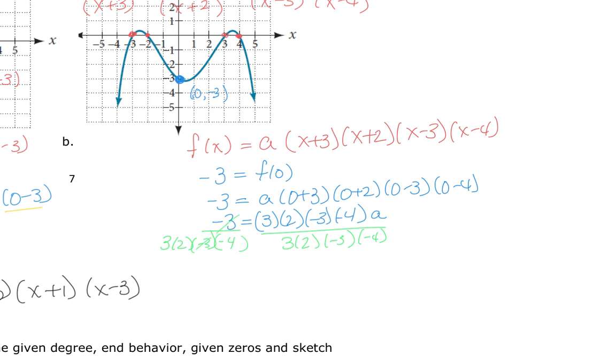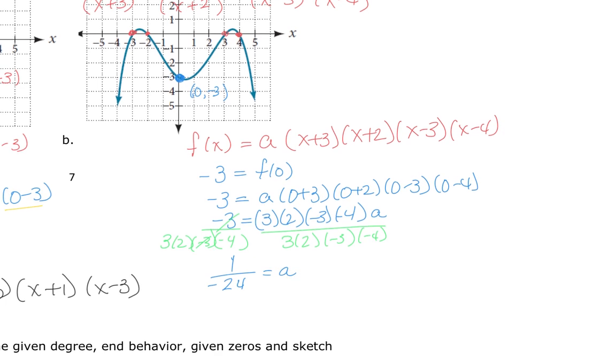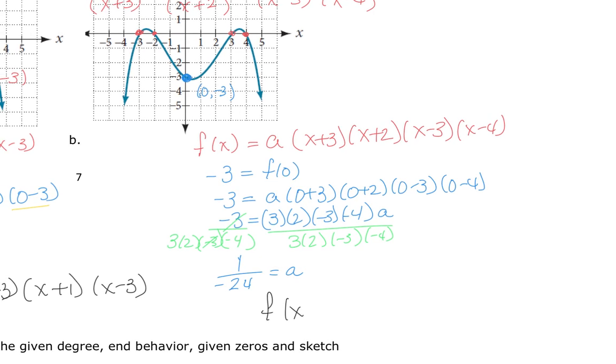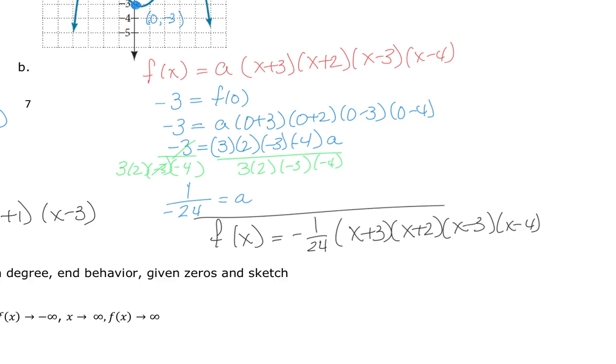These cancel, and it just makes my multiplication a little bit easier for me because I don't have my calculator with me. So I have 1 over, I'm going to have 6 times negative 4, which is 24. Negative 1 over 24 is equal to a. So I have f of x is equal to negative 1 over 24 times (x plus 3), (x plus 2), (x minus 3), and (x minus 4). And that is my answer.